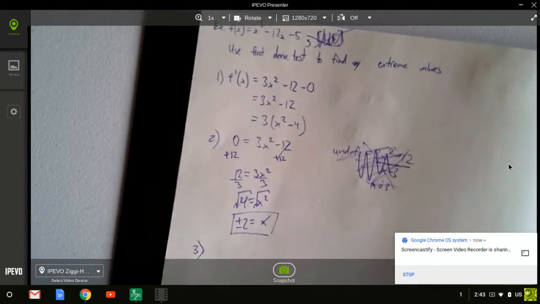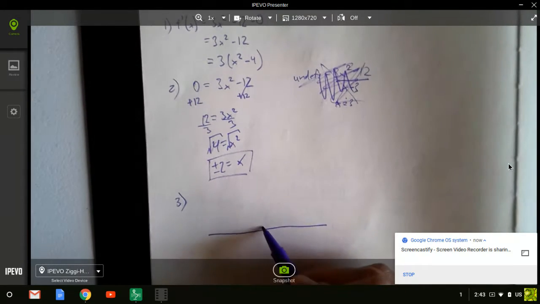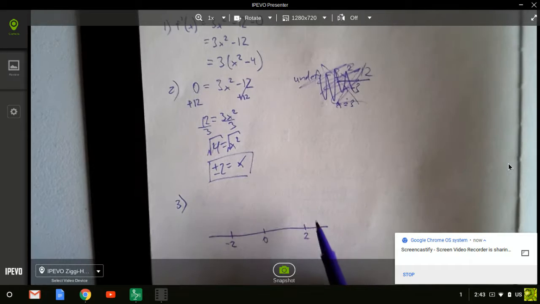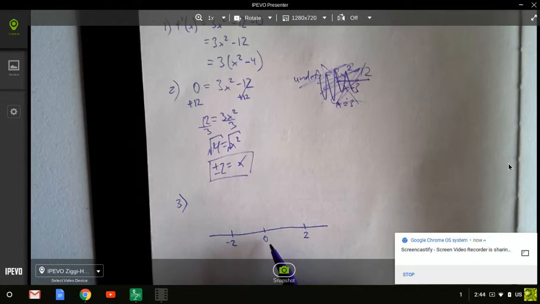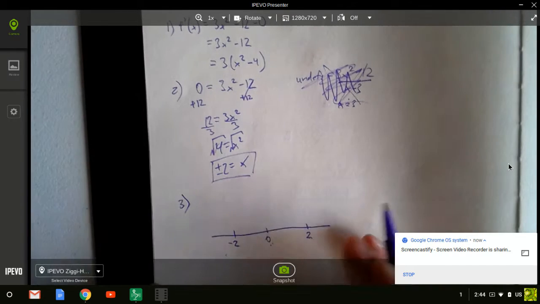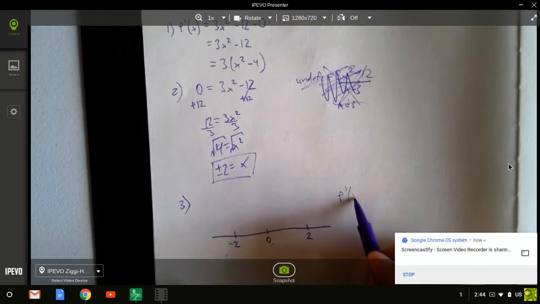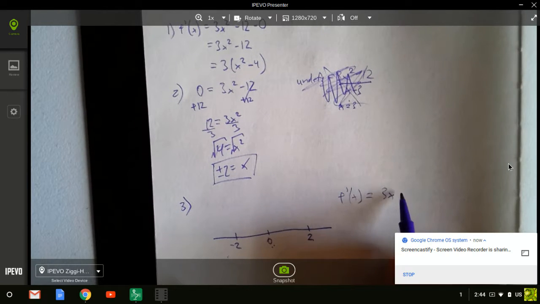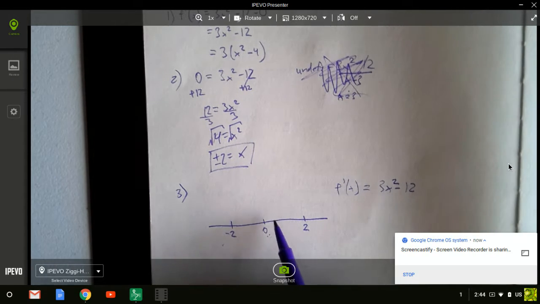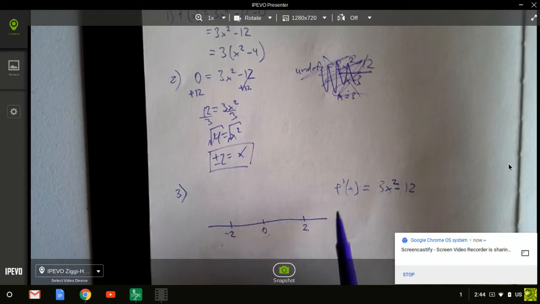So here is the next part. We're going to do a number line here. Let's say that's set equal to 0, and then I'm going to do 2, and I'm going to do negative 2. These are the critical values, and we're going to use this number line as a tool to figure out the slopes, whether they're going to be positive or negative, using f prime of x is equal to 3x squared minus 12. We're going to plug in a point to the right and to the left of negative 2, and see if it gives us a positive or a negative slope value, or derivative value.